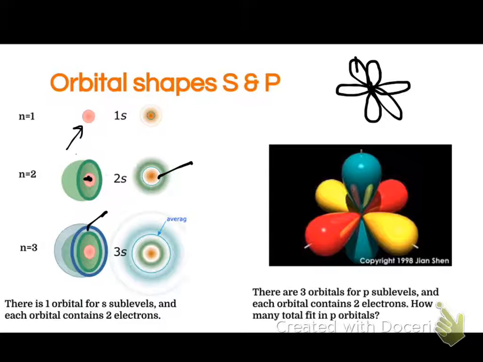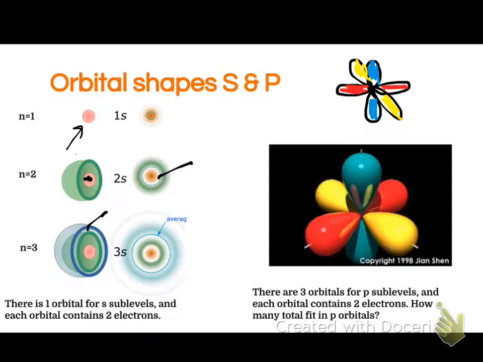So each one of these represents a shape, an orbital. Right? So here's our yellow. Super awesome coloring skills here. Our green is one shape. So even though the lobes, the 2 pieces, are on opposite sides of the atom, they still count as the same orbital. Okay?